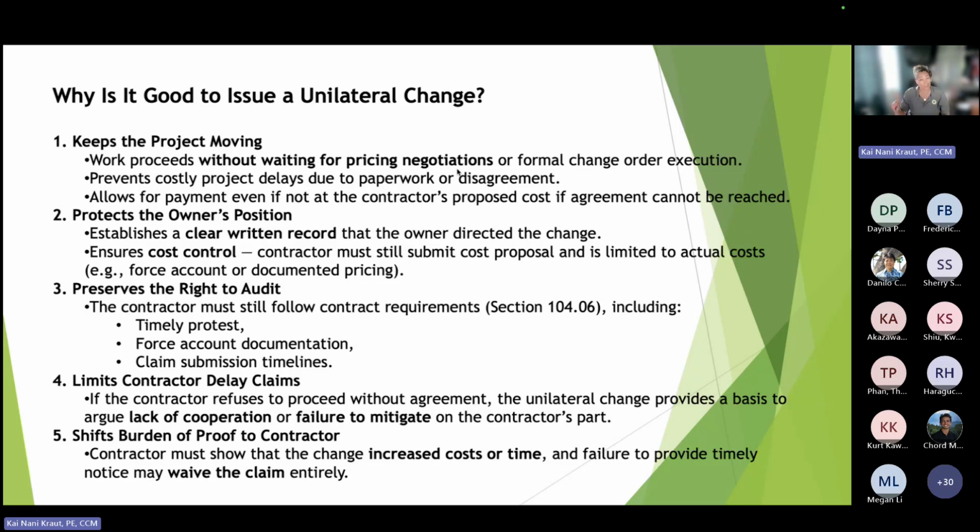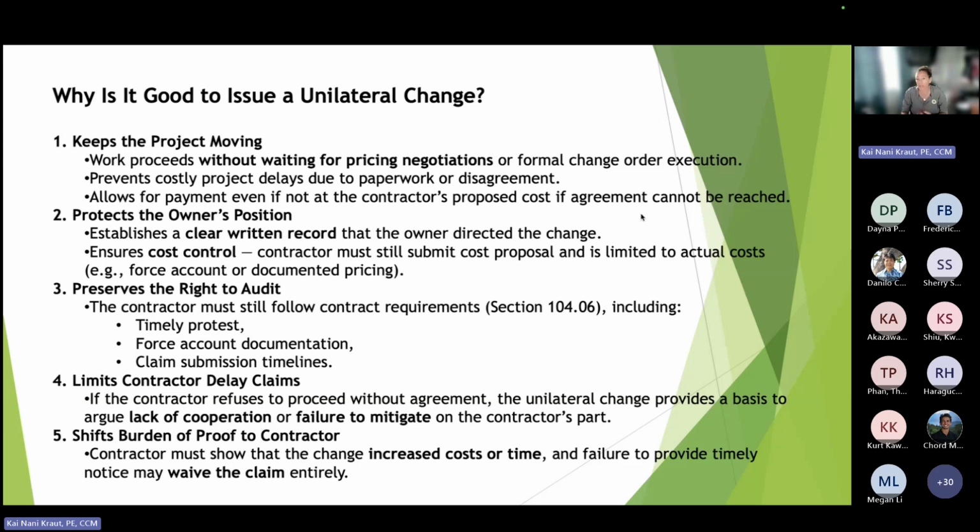And again, differing site has a little bit different notification requirements. It prevents the delays due to the paperwork or disagreement. So again, we can move forward, give them time, but the rest of the reasons is why I like it. It allows for payment, even if the contractor hasn't given us the cost proposal yet and agreement can't be made. So at least if they're proceeding with work, we can pay them. So I know there's this anti-unilateral, both sides, but if the contractor isn't meeting their requirements, it's super important that we don't waive our rights under the contract. So we have to do something. We either have to get things in writing.